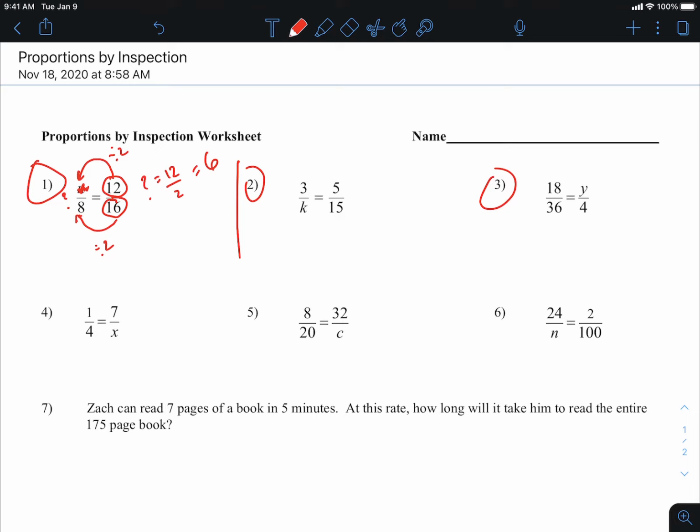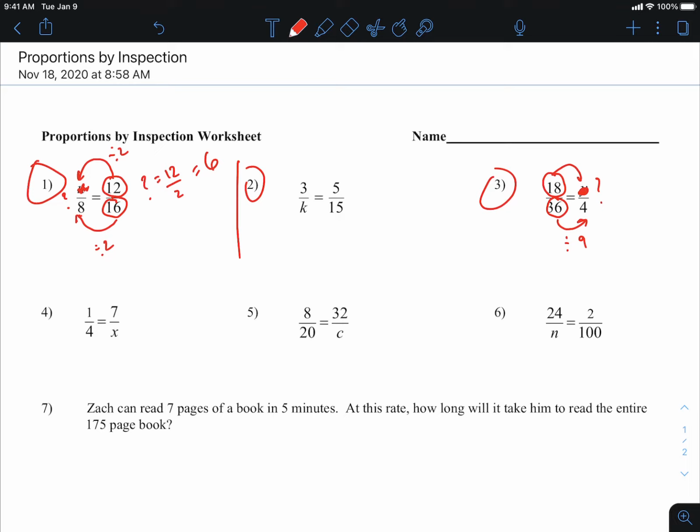I'll do 3 the same way. I'm going from 18 to that variable. That's the direction, and this is what I want, a question mark, which means I'm going to go this direction as well. So how do I get from 36 to 4? Well, how many times does 4 go into it? You could divide 36 by 4. Oh, 4 goes into it 9 times.